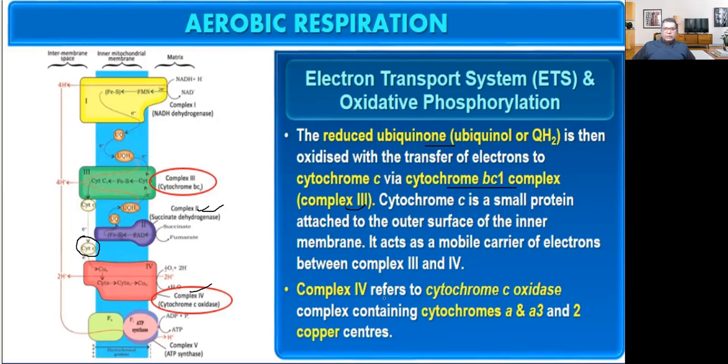Then complex 4 refers to cytochrome C oxidase. Here there is a cytochrome C. Cytochrome C oxidase complex contains cytochrome A and A3 and 2 copper centers. Ultimately, when the electron reaches here, it is picked up by the proton. So this hydrogen proton will be converted into a hydrogen atom, and this hydrogen atom will react with oxygen and release water.